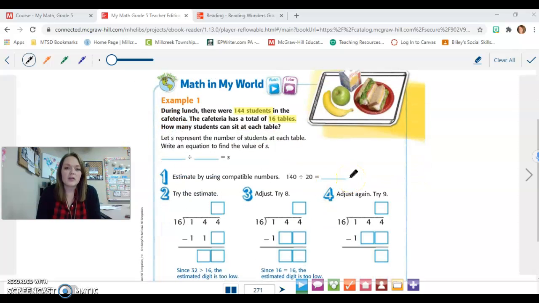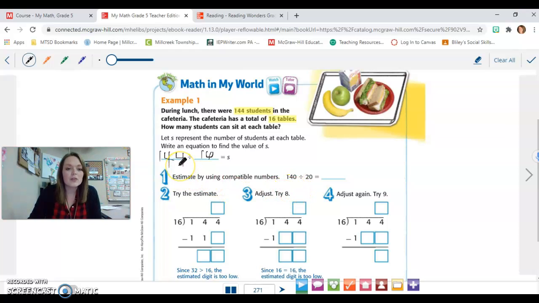Example 1: During lunch, there were 144 students at the cafeteria. The cafeteria has a total of 16 tables. How many students can sit at each table? I already pre-highlighted our special numbers that we need to pay extra close attention to, 144 and 16. So we're going to take 144 students divided by 16 tables to figure out how many students can sit at each table. While we are adjusting quotients, we are going to round.